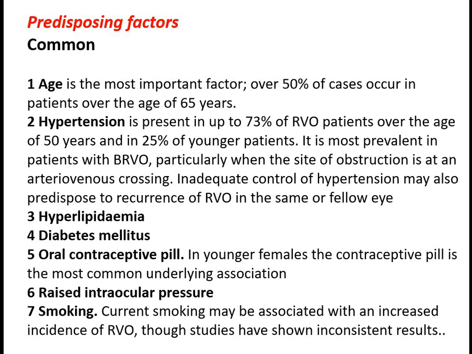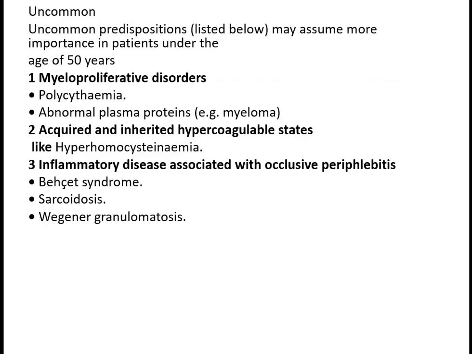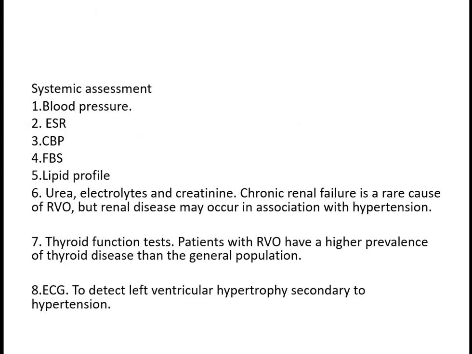Raised intraocular pressure and smoking. There is an association with smoking, although the studies have shown inconsistent results. Uncommon risk factors: I think of these especially if the patient is under the age of 50 years. We have myeloproliferative disorders like polycythemia, also in smoker patients, abnormal plasma protein, myeloma, acquired and inherited hypercoagulable states like hyperhomocystinemia, and inflammatory disorders that are associated with occlusive periphlebitis like Behçet syndrome, sarcoidosis and Wegener's granulomatosis.